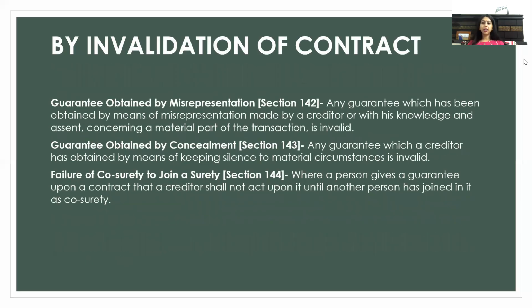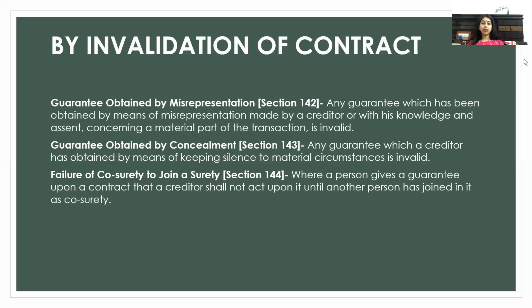Next is by invalidation of contract. Guarantee obtained by misrepresentation under section 142. Any guarantee which has been obtained by means of misrepresentation made by a creditor or with his knowledge and assent concerning a material part of the transaction is invalid. Means the facts in the contract of guarantee were misrepresented, or a part of the facts were misrepresented. So in that particular case, the surety will be deemed to have been discharged.